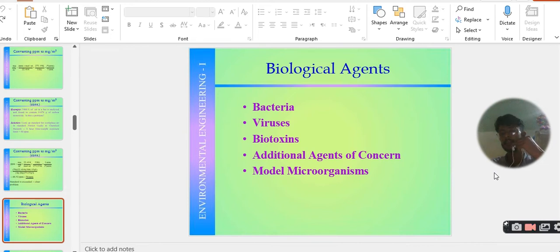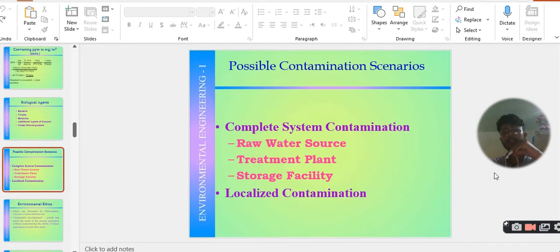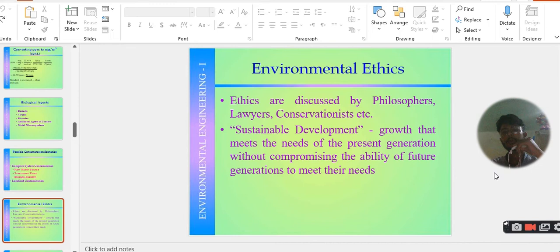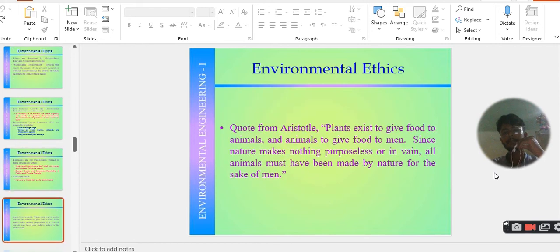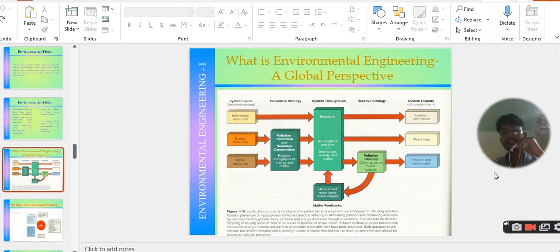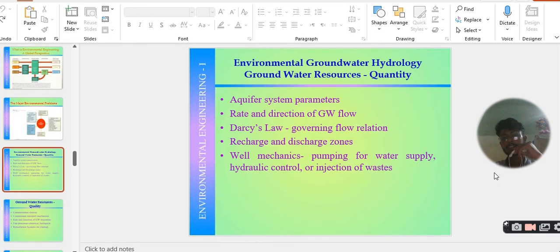Biological agents: bacteria, viruses, biotoxins, additional agents of concern, model microorganisms. Possible contamination: complete system contamination, raw water source, treatment plant, storage facility, local district contamination. Environmental ethics. Ethics are discussed by philosophers, lawyers, conservationists. Environmental ethics are given. These are what is environmental engineering from a global perspective. The major environmental problems are air pollution, water pollution, food supply problems, and biodiversity depletion.